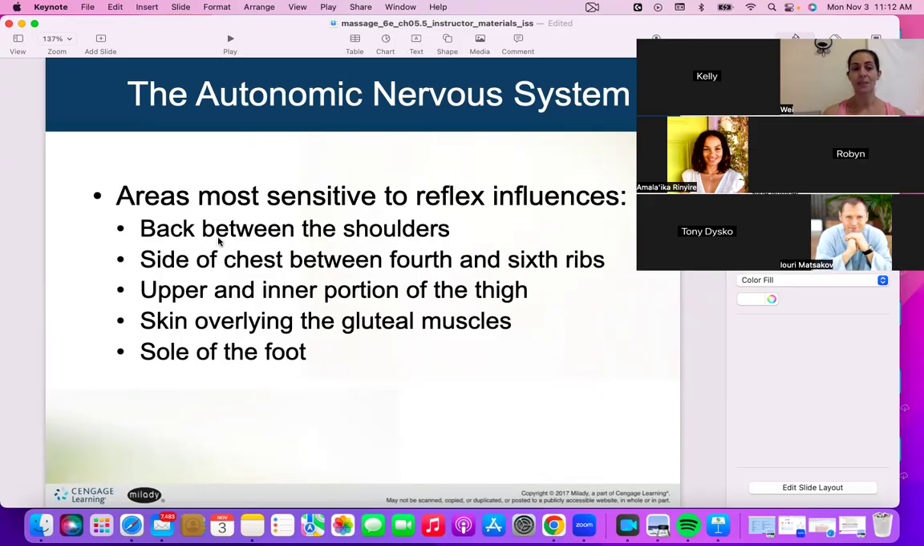So again, it's back between the shoulders and side of the chest. So lateral, so this is posterior, side of the chest, lateral, upper and inner thigh, that's medial. The portion of the body, this is posterior, the gluteal area, the whole glutes, and plantar, which is the sole of the foot.